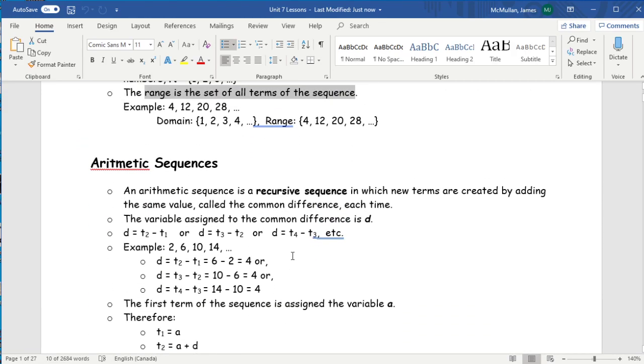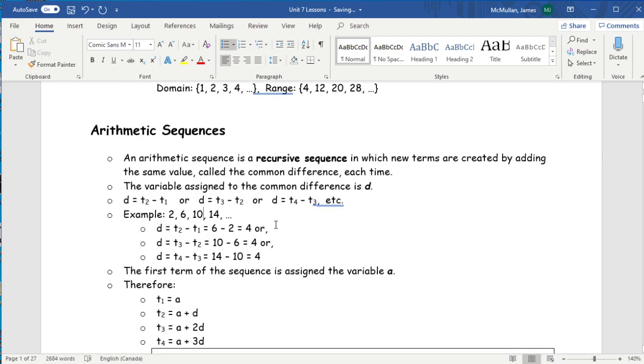There are two types of sequences we're going to study today. One is called arithmetic sequences, where you get the next term by adding something, a positive or negative number. Notice if you take the second term and subtract the first, 6 take away 2 gives you 4, 10 take away 6 gives you 4, 14 take away 10 gives you 4. So you could always subtract one term from the next and get d.